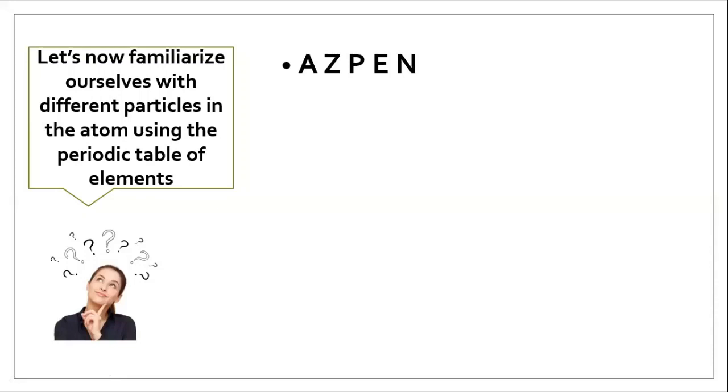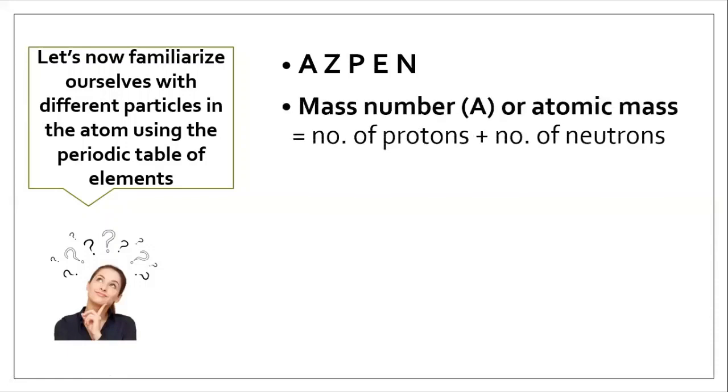Let's start with letter A. What does letter A stand for? Letter A stands for the mass number. If you look at your periodic table, we actually call it the atomic weight. As I discussed yesterday, the idea of the atomic weight was given during the 18th century by John Dalton.